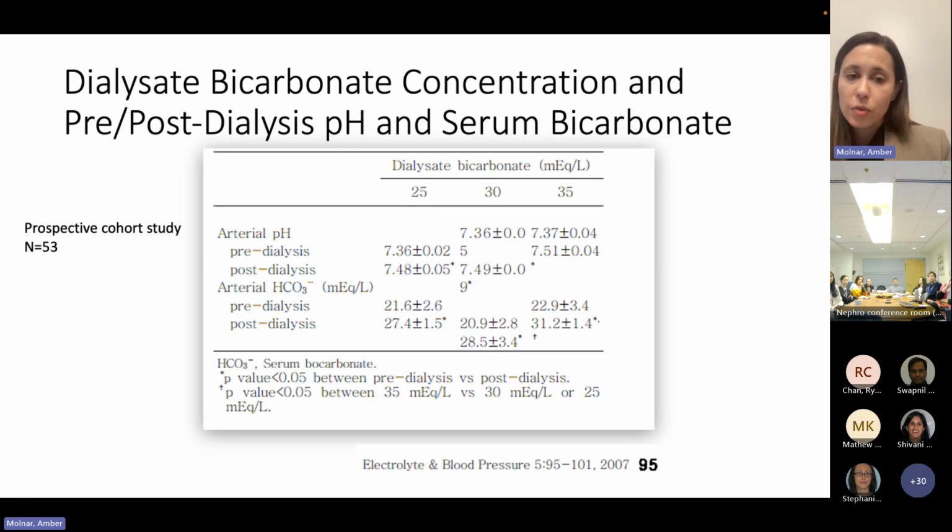They looked at both arterial pH pre and post dialysis and bicarbonate pre and post dialysis. There was very little difference in the pre-dialysis values, but the post-dialysis pH and bicarbonate were well into the alkalotic range in the 35 millimole per liter group.